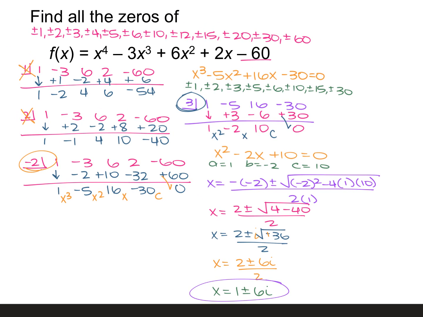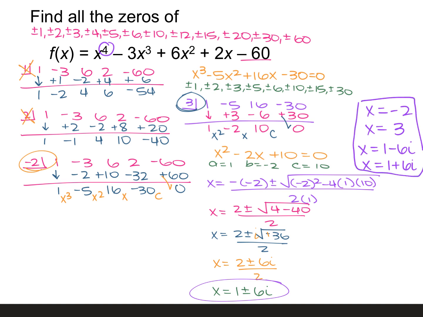So if you look here, at the very beginning, you had a power of 4. Your solutions are x is equal to negative 2, x is equal to 3, x is equal to 1 minus 6i, and x is equal to 1 plus 6i. All 4 of these are your solutions.